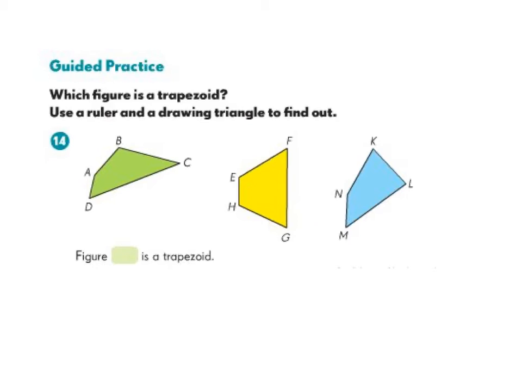But here, which is a trapezoid? In this one, do you see any sides that are parallel? No, so this is simply a quadrilateral. Here I see in the yellow one, these two sides look parallel. So this is a trapezoid. And in this one, do you see any sides parallel? I do not. So there's only one trapezoid in this, the yellow one.